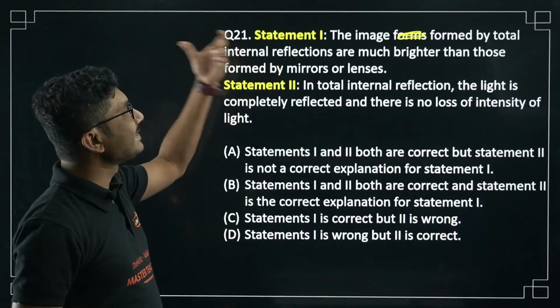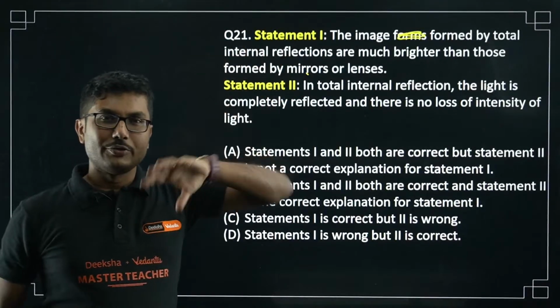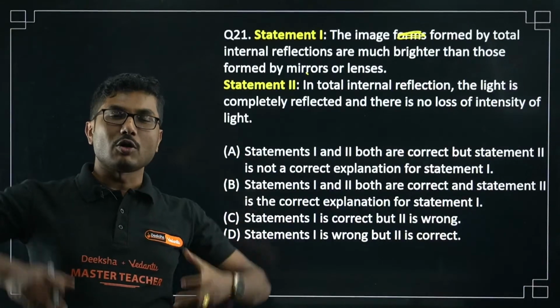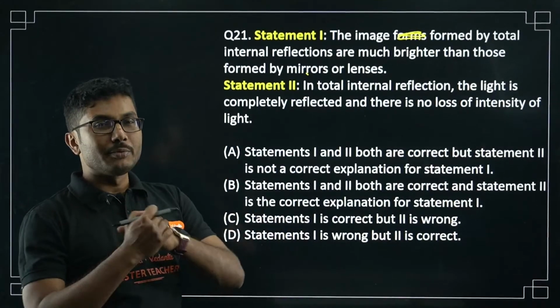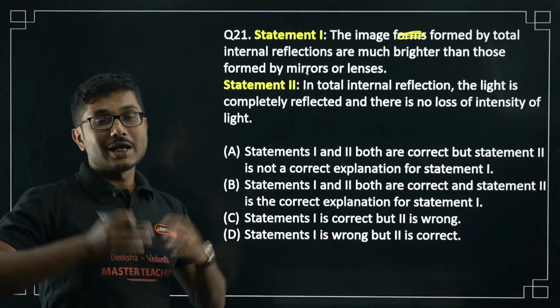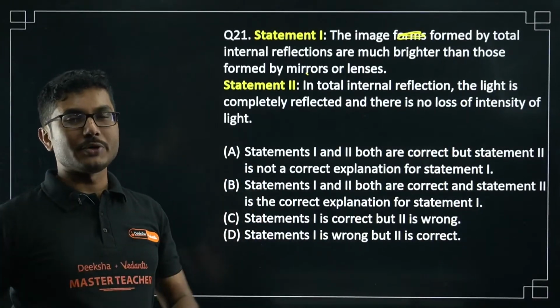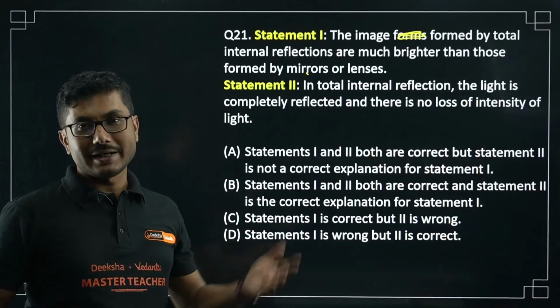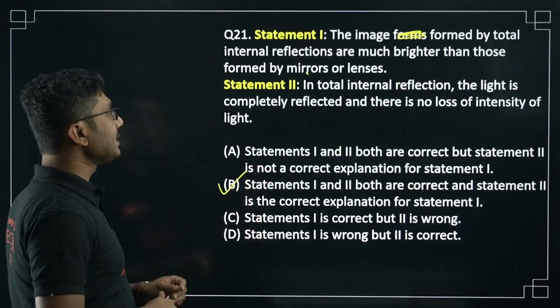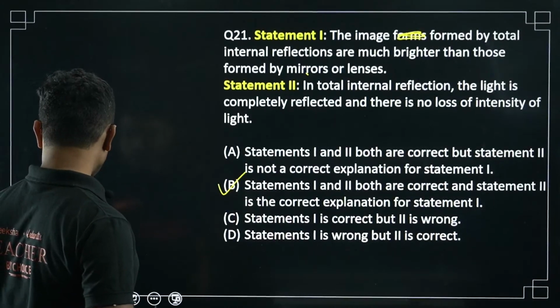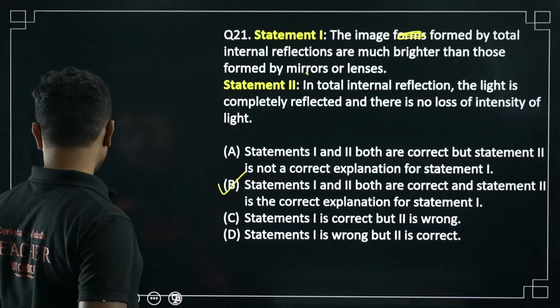So obviously statement 1 is correct. We see a brighter image because all the light gets reflected. That's why it is named total internal reflection. If you remember, you have studied in your lower classes, total internal reflection is called so because no light is refracted, the entire light gets reflected. That is why we see a brighter image. So statement 2 is the correct explanation. Sorry, option B is the correct answer.